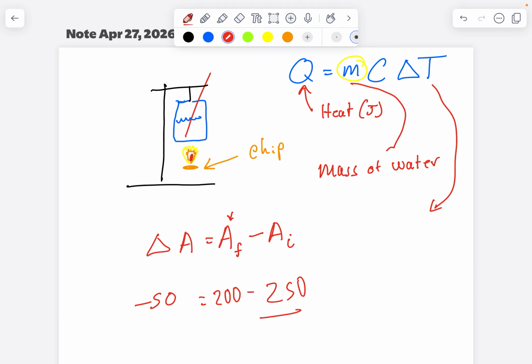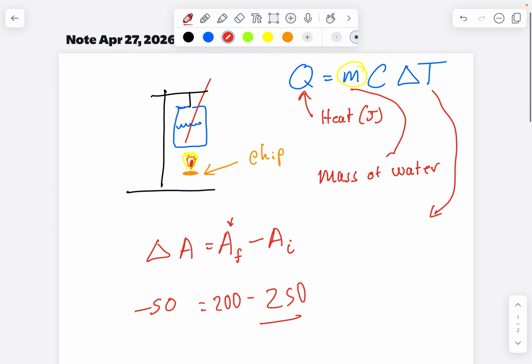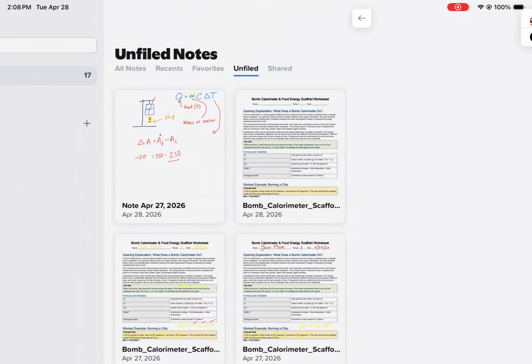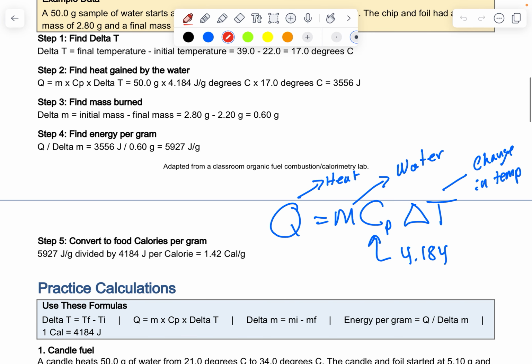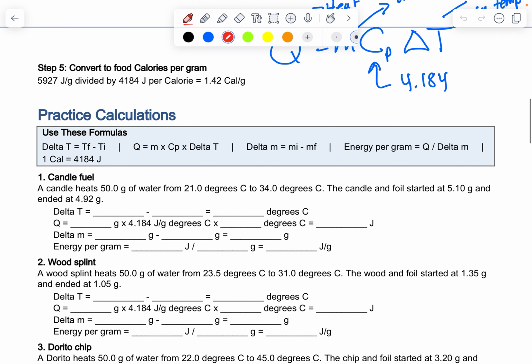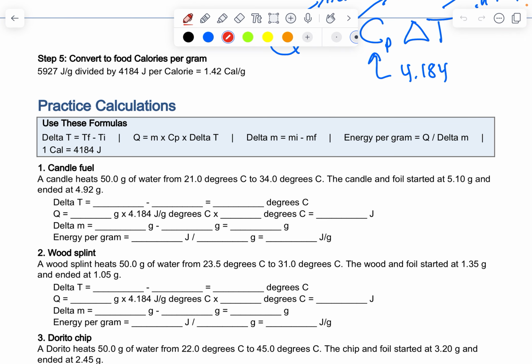This is pretty straightforward, because if you burn a chip underwater, it seems like common sense that if you measure the temperature, there's going to be a delta T. The temperature is going to change. Okay, so let's go back to what we're working on here. Let's do some calculations with some real numbers. We're going to use 50 grams of water, starting at 21 degrees, and after we burn the chip, it's going to be 34 degrees.